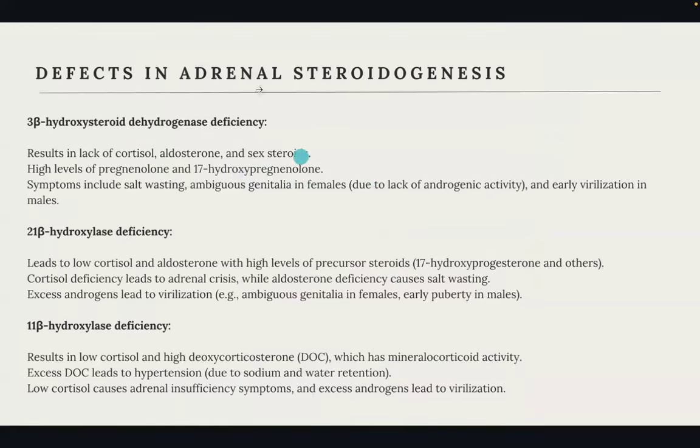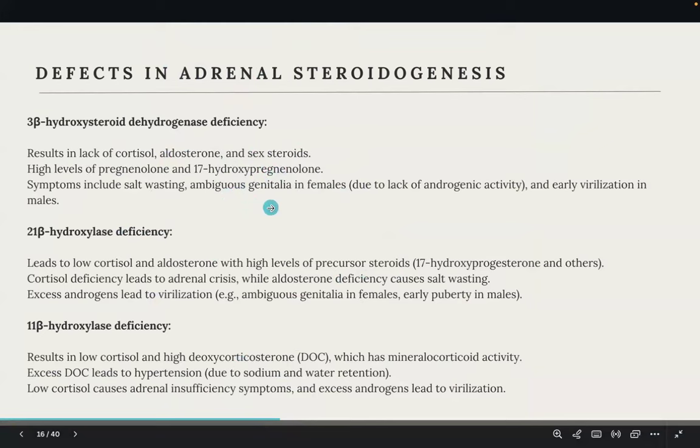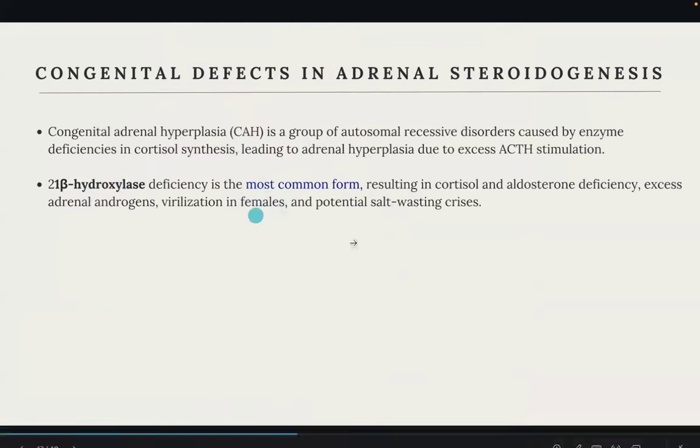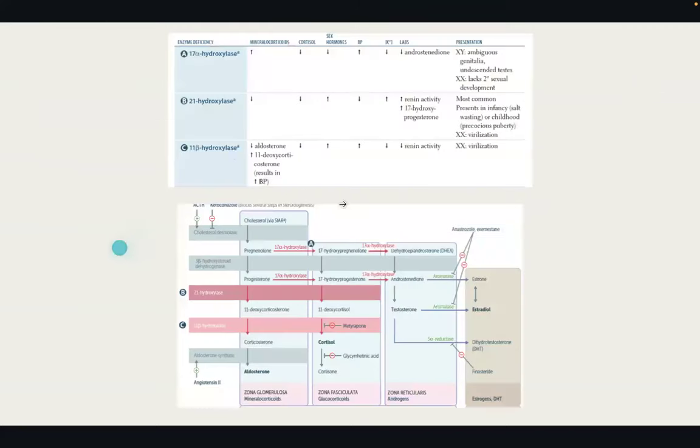Now, defects in adrenal steroidogenesis. This is just basically words. It's everything we've discussed put into words. Now, congenital defects. Again, this is just a point that will make a lot more sense later on when we're discussing the defects. But if you are born with a defect in one of your steroid hormones, right? If you were born with, let's say, a 21 beta hydroxylase deficiency, what will this result in? Let's look at it.